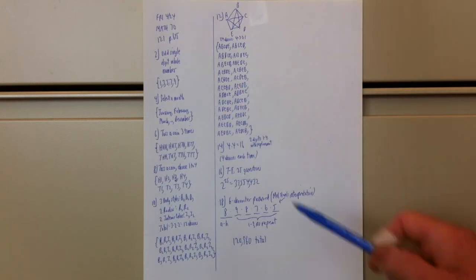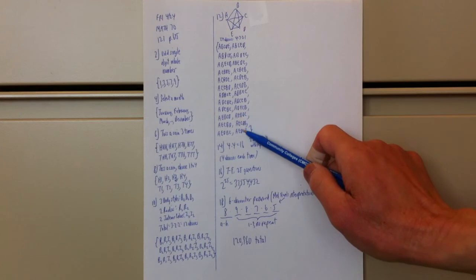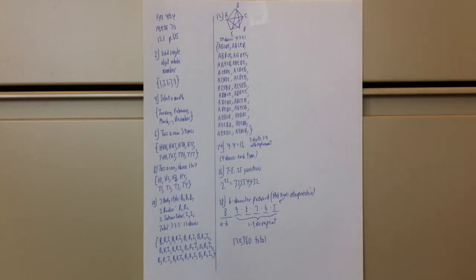Notice in each case A is first. Then E, E, E, E, E, E, 6 possibilities for E being the second. And once again, A has to be first. They said A is first. So for all of these, A is first.